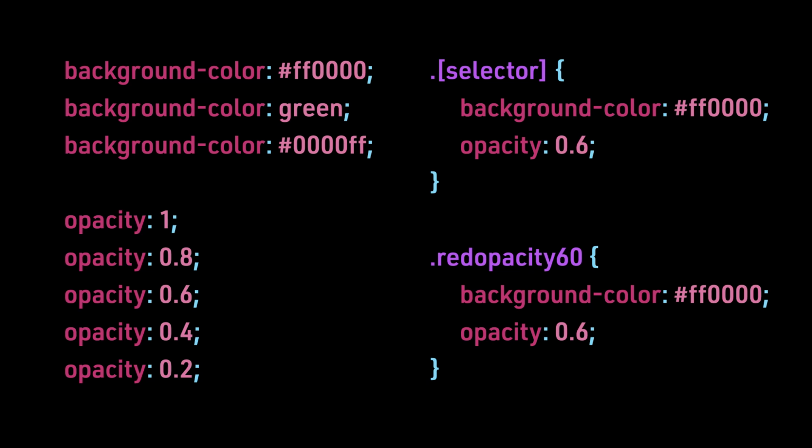And at the lower right, you see an example in our CSS where we have named a class selector red-opacity-60 for a background color of #FF0000, which is red, and opacity of 0.6 or 60% opacity. And this is how it would display.